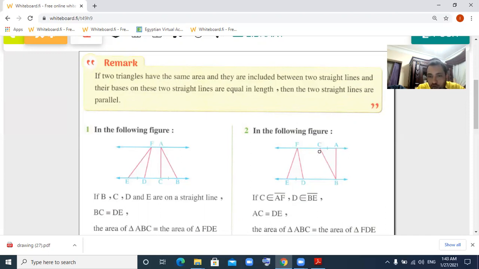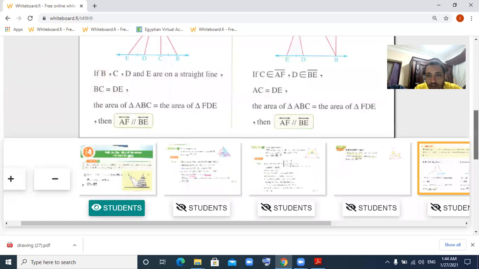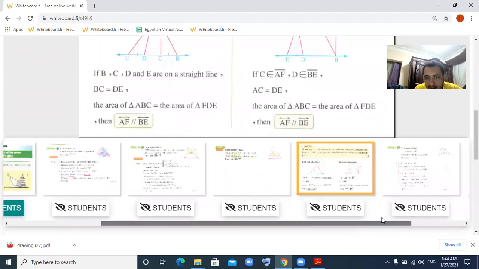Okay, so if you see here, triangle number 1 and triangle number 2 are already equal in area. It's given. And the base of the first and the base of the second are equal in length. So I can conclude that the two lines AF and EB are parallel. Also, if the two bases in this shape are one on the first line and the second on the second line, no problem. Okay, now let's see the next question.